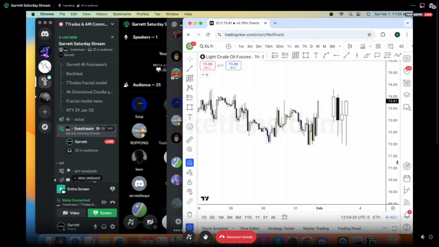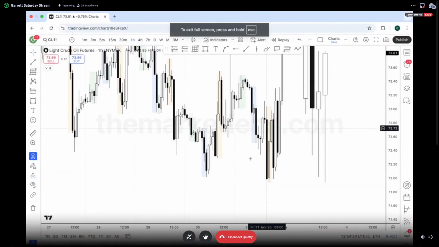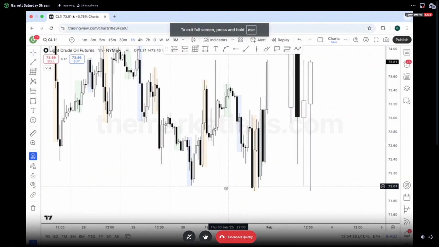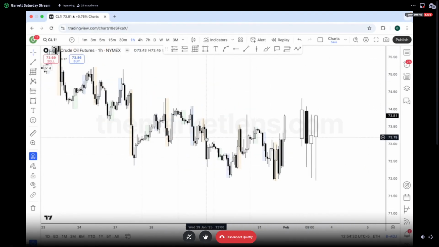Like I can't anticipate this move higher, but I can anticipate the move lower to this low. Right? I cannot anticipate this. I don't need to. But what else did I take this week, bro?